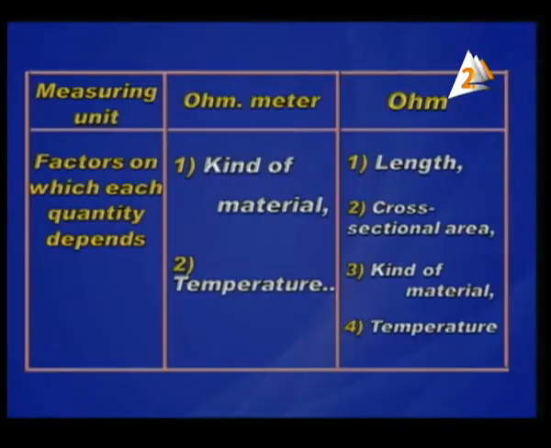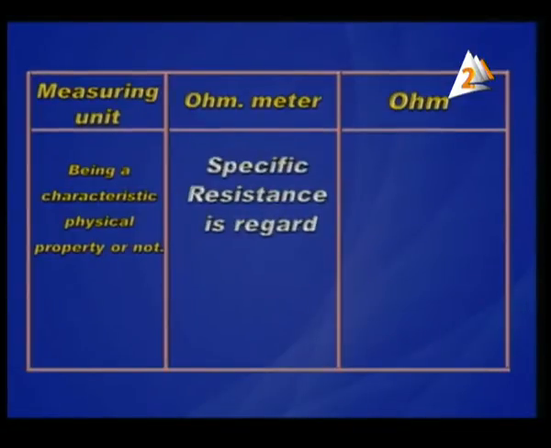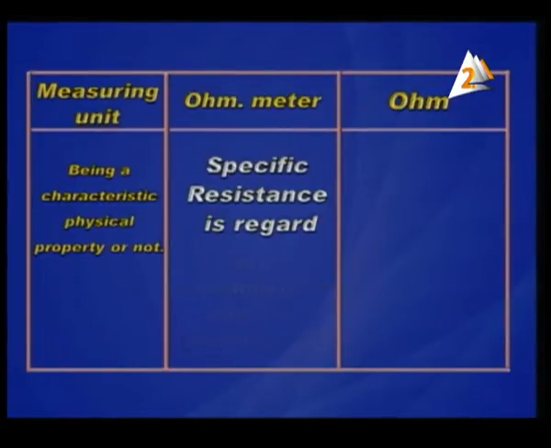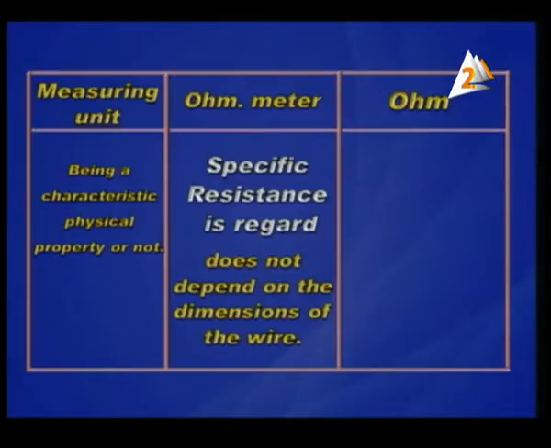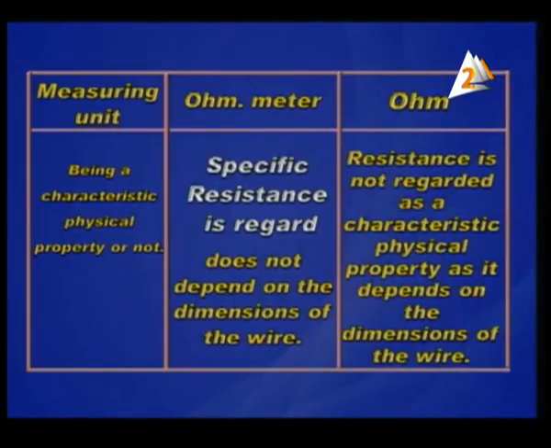Last point of difference is being a characteristic property or not. Specific resistance is regarded as a characteristic physical property, as it doesn't depend on the dimensions of the wire. But resistance cannot be regarded so, as it depends on the dimensions of the wire.